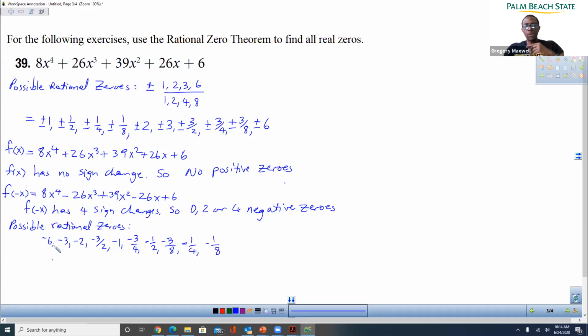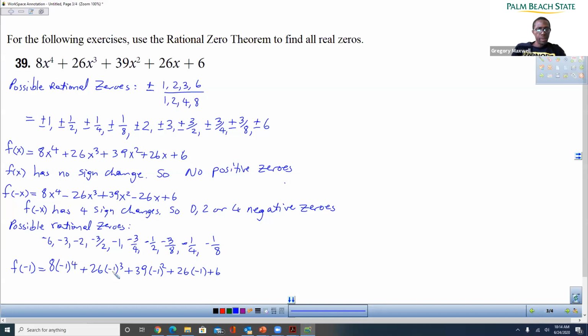Now, what we're going to have to do is plug in numbers and see what works. We're going to start off with the easy numbers. So which number should I try? Negative 1. So I'm going to do f of negative 1. If negative 1 works, then x minus negative 1 is a factor. F of negative 1 is 8 times negative 1 to the 4 plus 26 times negative 1 cubed plus 39 times negative 1 squared plus 26 times negative 1 plus 6. Does that give me 0?